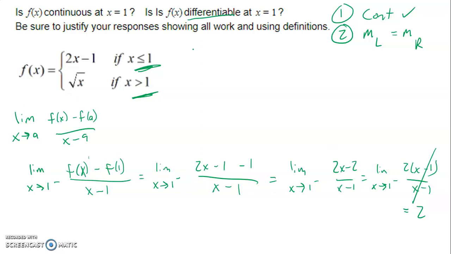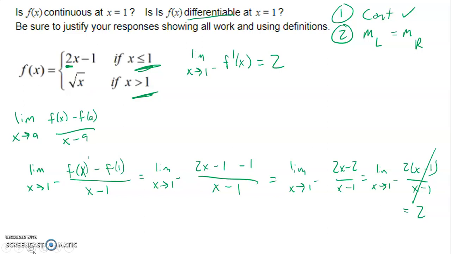So we would say the limit as x approaches 1 from the left of f prime of x is equal to 2. So the slope coming from the left side, f prime is another way of saying the slope, approaching 1 from the left is equal to 2. Now, we could have skipped all this work and just said this is a linear function with a slope of 2, so at all times the instantaneous rate of change or the derivative is equal to 2, but I wanted to show you the work.